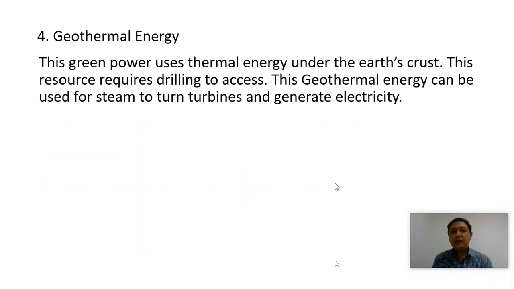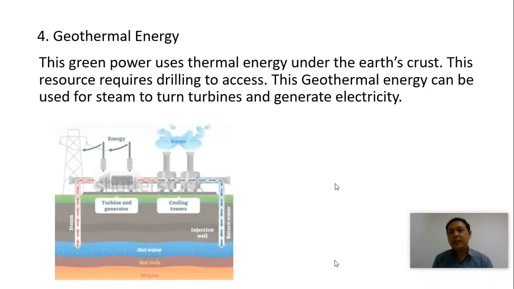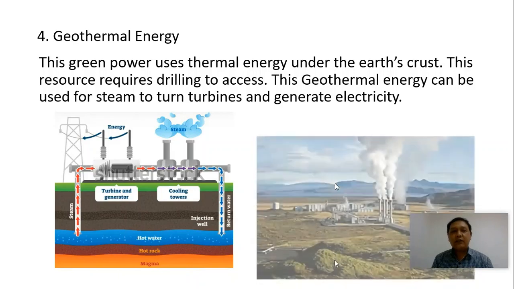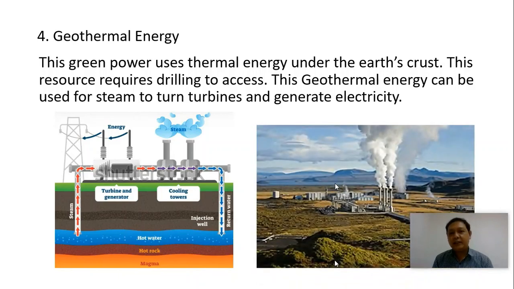Number four, geothermal energy. This green power uses thermal energy under the earth's crust. This resource requires drilling to access. This geothermal energy can be used for steam to turn turbines and generate electricity. We can see turbine and generator at the left, cooling tower, energy stream.